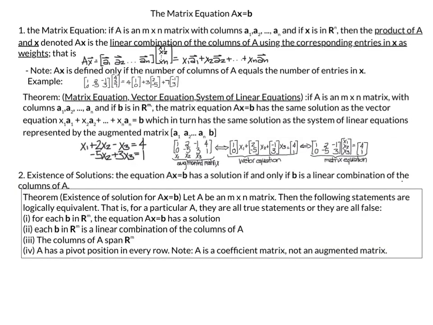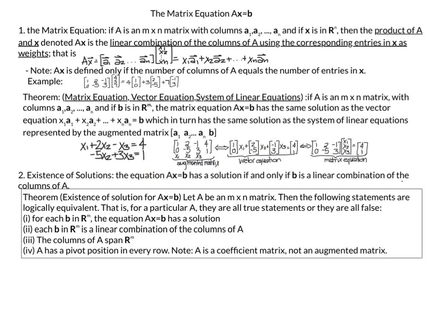So we've looked at the statement that the equation AX = B has a solution if and only if B is a linear combination of the columns of A, and we'll move on to this theorem that says: let A be any m by n matrix, then the following statements are logically equivalent. By logically equivalent, we mean that for a particular matrix A, they are either all true or all false. The first statement: for each B in R^m, so any B that you can come up with, the equation AX = B has a solution if and only if each B in R^m is a linear combination of the columns of A. That's exactly the statement here.